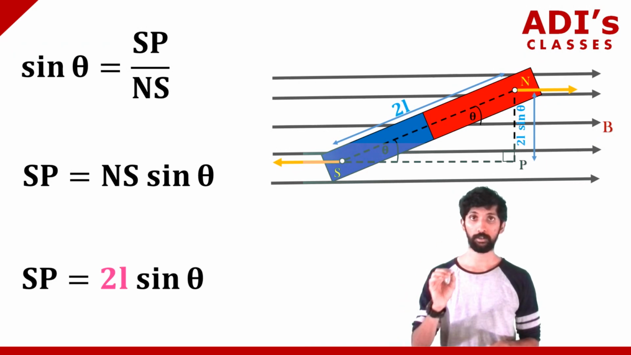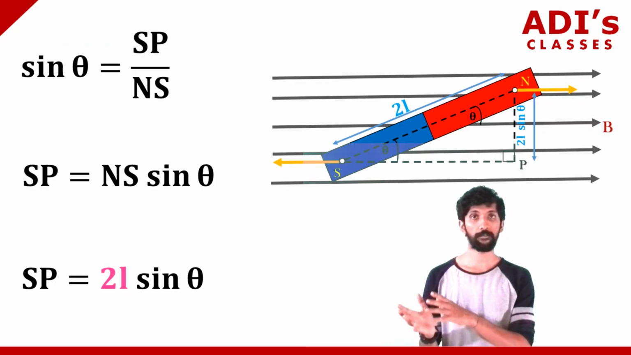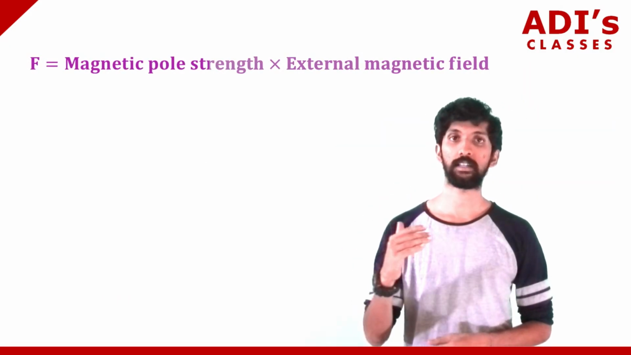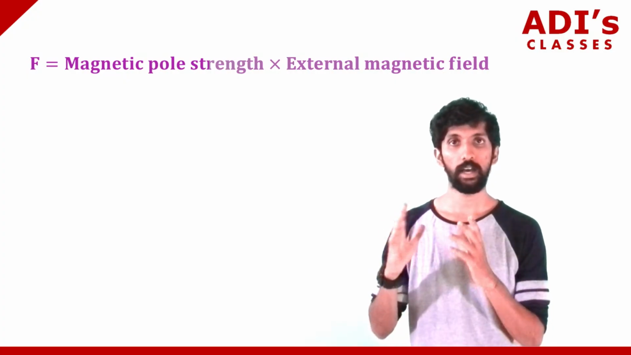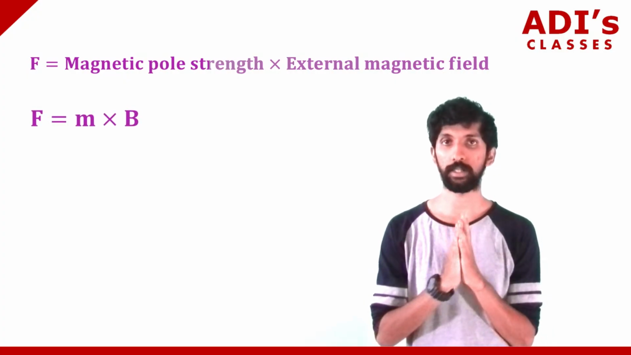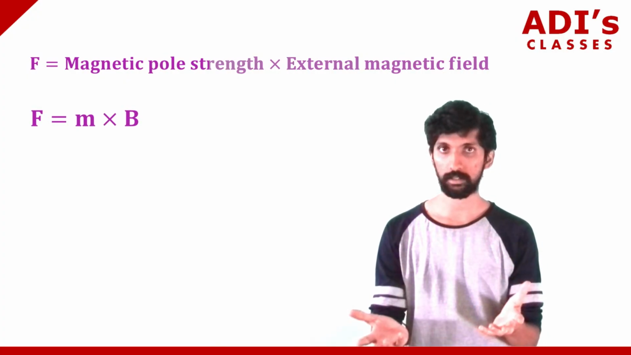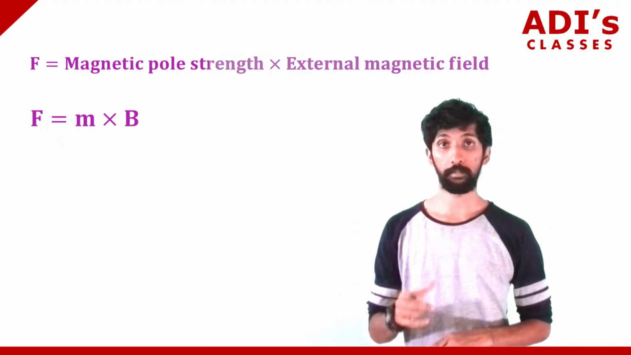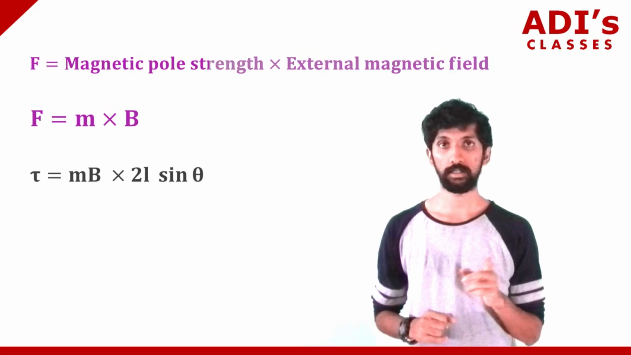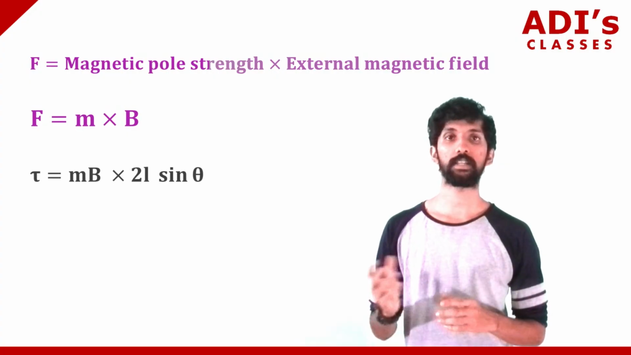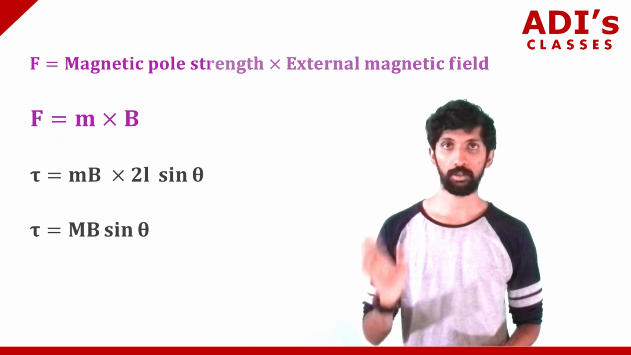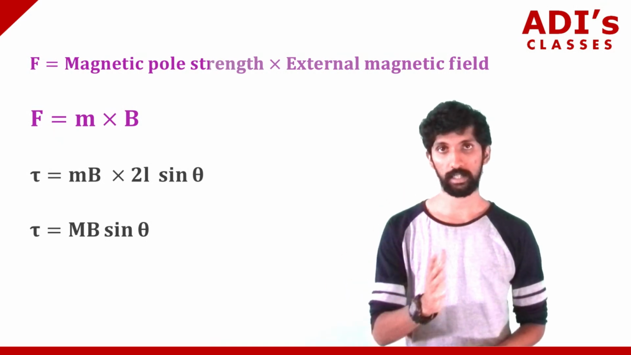Okay, now we need to find the force. So F is equal to the magnetic pole strength into the external magnetic field. So you have F equal to M into B. So substitute all these things. So you have torque equal to MB into 2L sine theta. Right? What is M into 2L? Magnetic moment. So you have torque equal to MB sine theta.